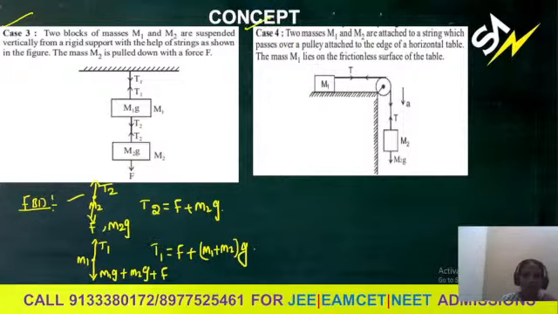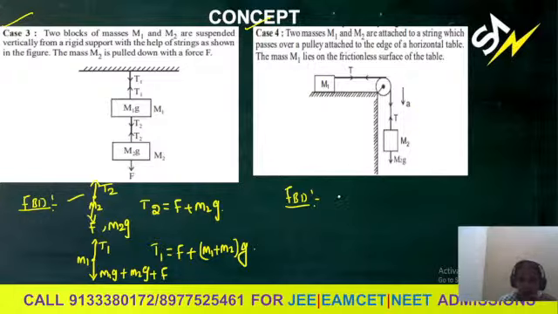Case 4. Two masses M1 and M2 are attached to a string. One is placed horizontally, the other is hanged vertically, connected to the string that passes over the pulley, which is frictionless. So let us draw the free body diagram. Here, the system is accelerating downwards. It has been shown with downward.